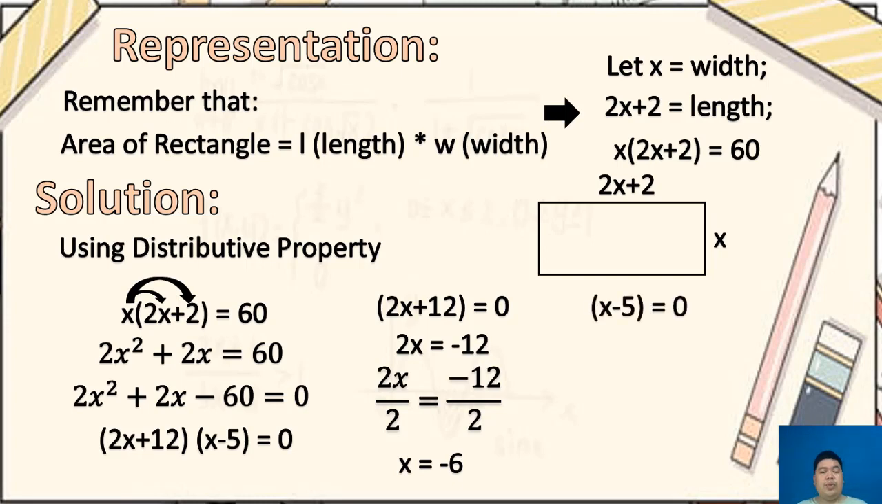Then, next we will have the second binomial, which is x minus 5 is equal to 0. Then x is equal to 5. Then we will use the positive side. Then the measure of the width will be 5, and the measure of the length will be 12.